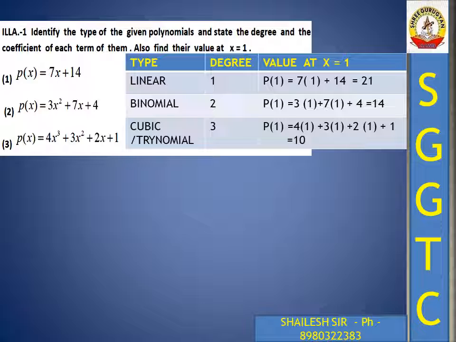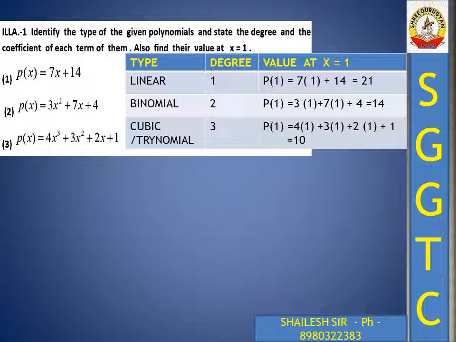So 7 ones are 7 plus 14, you get 21. So your first answer: type linear, degree 1, and value putting 1, you get 21. Similarly, in the second question, what is the highest degree? Highest degree is 2, so my degree is 2, and type is binomial. Binomial, in other words you can also write it as quadratic. And value putting p equal to 1, according to the question, calculate 3 plus 7 plus 4 is equal to 14.